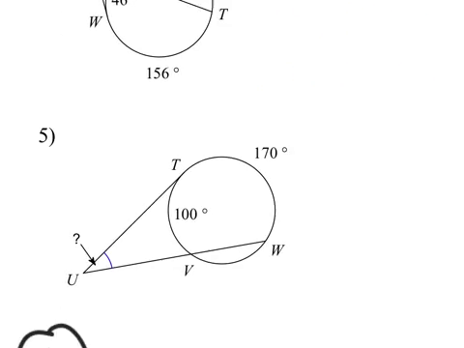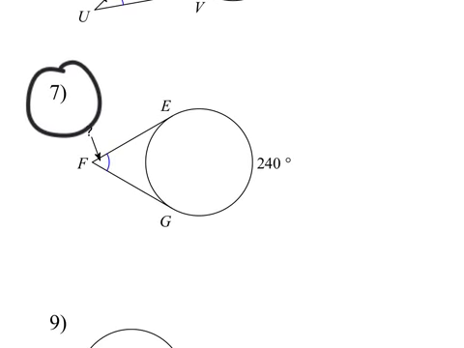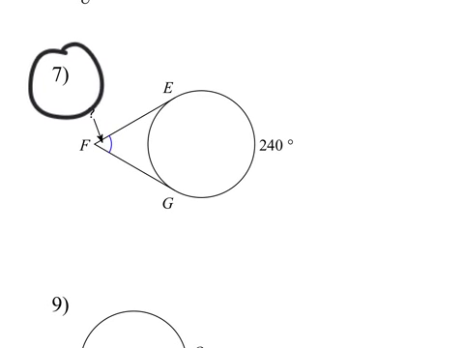Let's look at another one. In number 7, we want to do the exact same thing, and we can see one of the arcs right here is 240 degrees, but then the other arc, we're not exactly sure what that is. But we can find it, because the 240 degree arc is part of the circle, so the red one is part of the circle, and the rest of the circle is the blue arc.